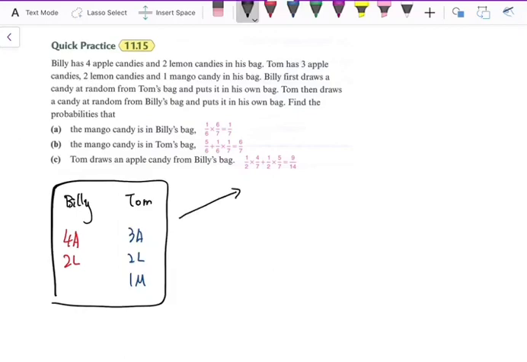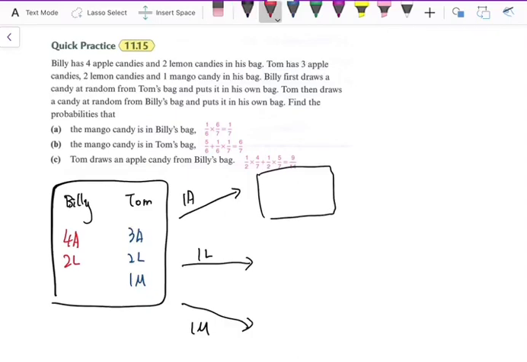Okay, so let's start. Billy draws a candy from Tom's bag, so Billy can take the apple flavor or lemon flavor or mango flavor, right? Billy has 3 choices. So after choosing all of them, let's see what Billy's and Tom's bags are. If Billy takes 1 apple, that means Billy has 5 apple, 2 lemon now. Because Tom already lost 1 apple, it will be 2 apple, 2 lemon, and 1 mango.